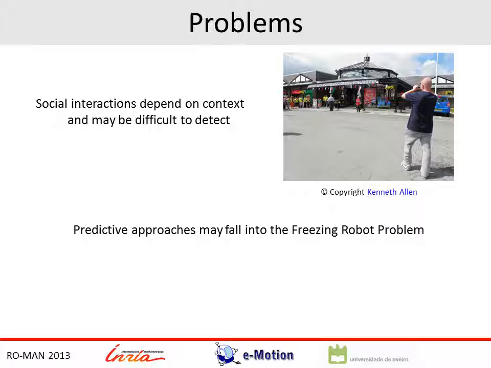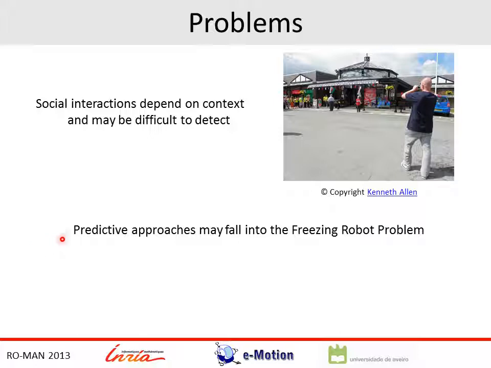Some problems with these approaches is that social interactions are highly dependent on context and may be difficult to detect. For example, this man here is taking a picture of this shopping mall, and we know that it wouldn't be polite to cross in front of this man. But for a robot to detect the situation would be very hard because this man is alone, and only by his posture and because he's holding a camera can we understand what's happening.